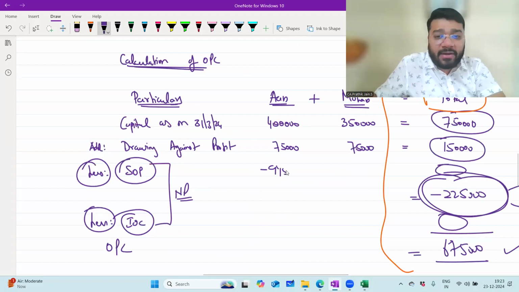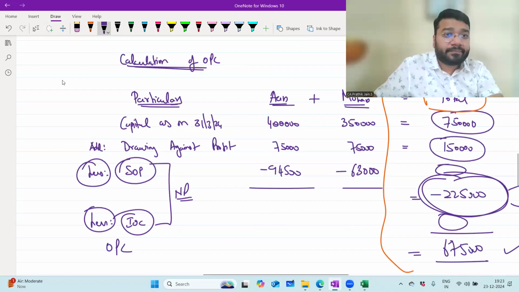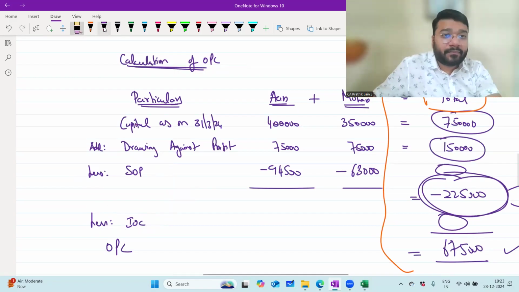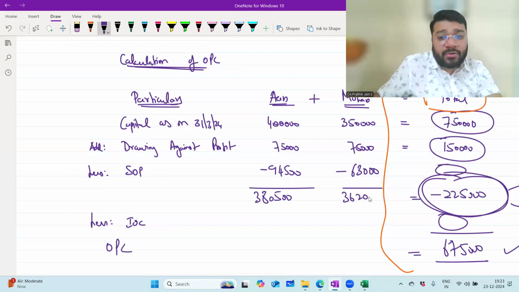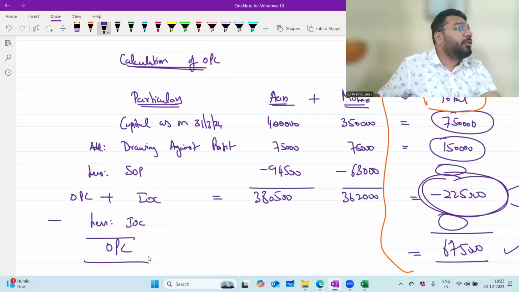Minus 94,500 and minus 63,000. Please tell me what the answer is here. 3,80,500. And for the other one? 3,62,000. So this 3,80,500 is opening capital plus interest on capital put together. From this, if I minus interest on capital, I should get my opening capital. Do you agree with this point?